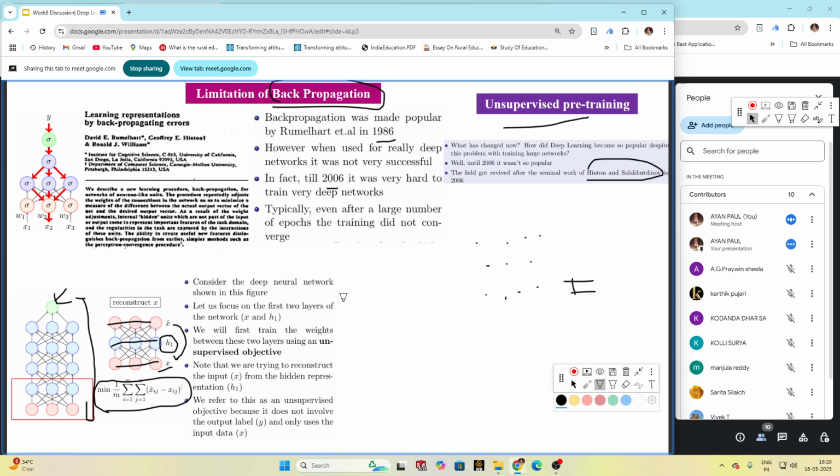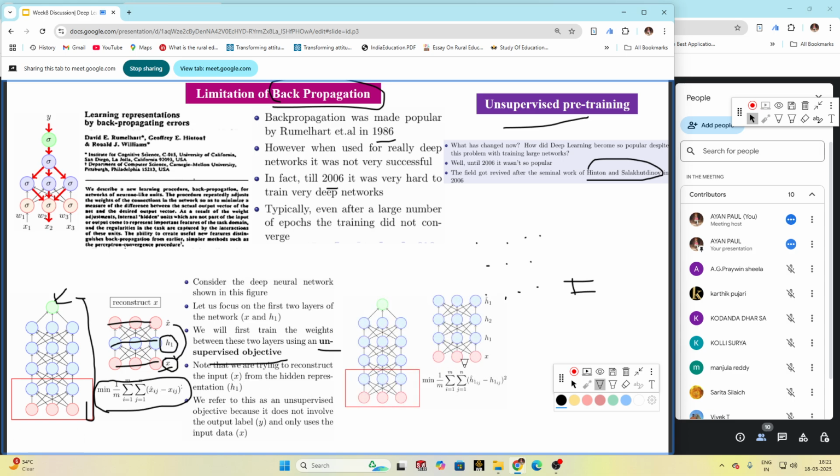So consider the deep neural network shown in the figure. Let us focus on X and H1. We will first train the weights between these two layers using an unsupervised objective. Again, why unsupervised? Because note that we are trying to reconstruct input X from the hidden representation H1. We refer to this as an unsupervised objective because it does not need our Y label or X label. So that is why this is unsupervised pre-training.